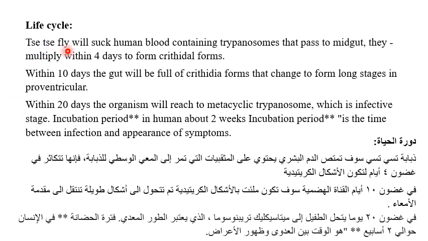Life cycle. The tsetse fly sucks human blood containing trypanosomes that pass to the midgut. They multiply within 4 days to form crithidial forms. Within 10 days, the gut will be full of crithidial forms that change to long stages called proventricular. Within 20 days, the organism reaches the metacyclic trypanosome, which is the infective stage. The incubation period in a human is about 2 weeks. The incubation period is the time between infection and the appearance of symptoms.